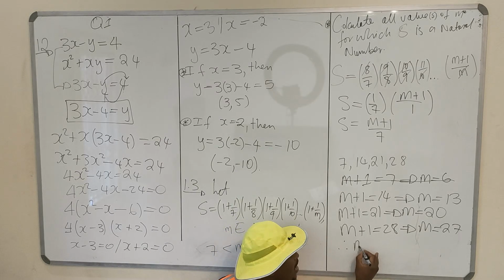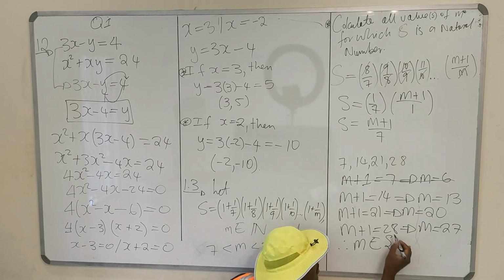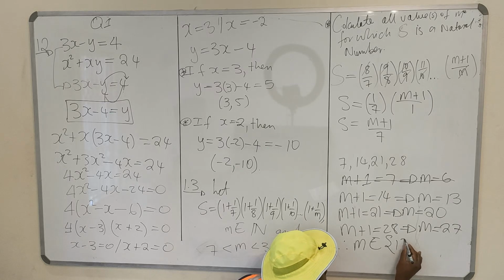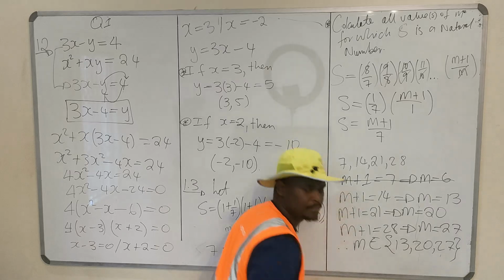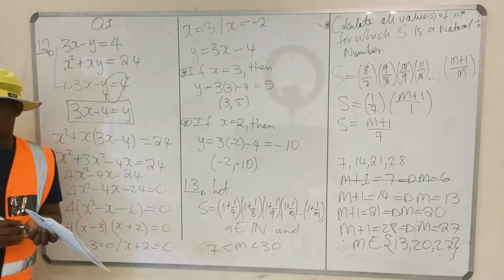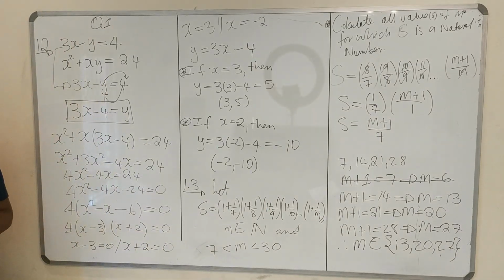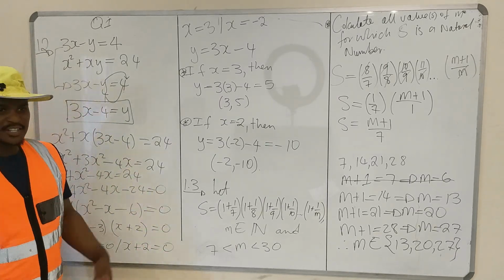That means your m should be any of these ones: 13, 20, or 27. That's it. Is it difficult? Okay. Yeah? Super. What is tricky here? It's just understanding the question. If you understand the question, then you'll be fine.